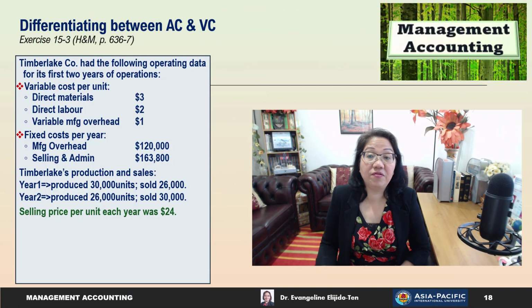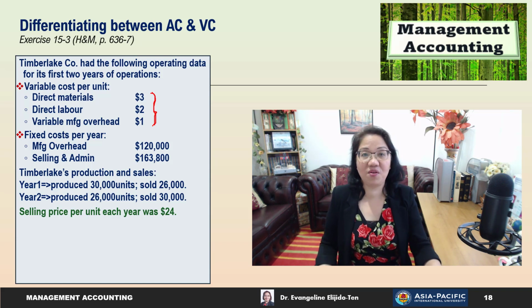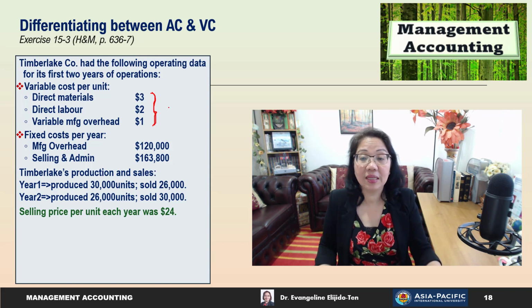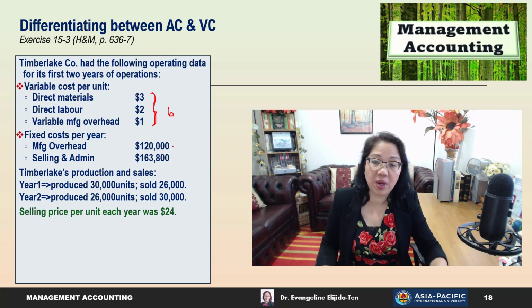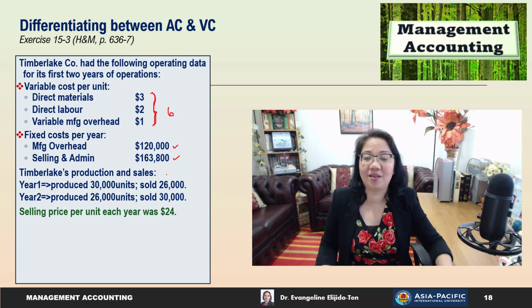Timberlake Company had the following operating data in their first 2 years. So the variable cost per unit are provided here. They have direct materials $3, direct labor $2, and variable manufacturing overhead $1. Total of $6. Fixed cost per year is manufacturing overhead of $120,000 and selling and admin $163,800. The production and sales are provided here.